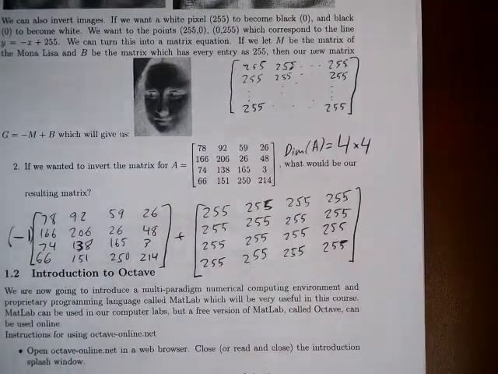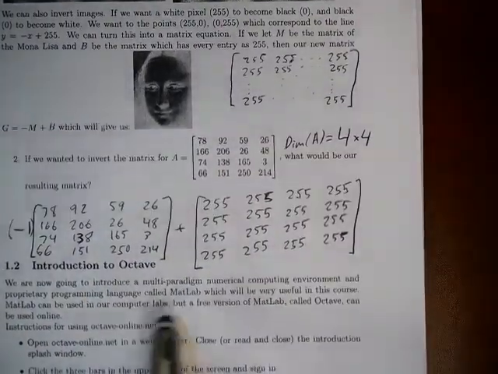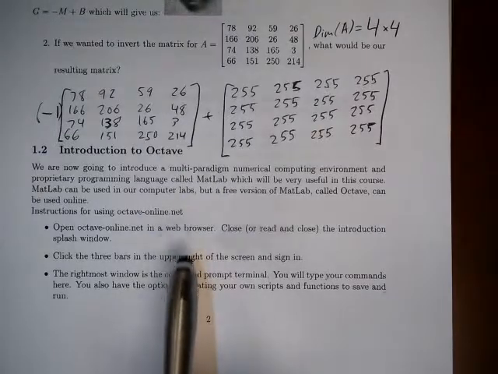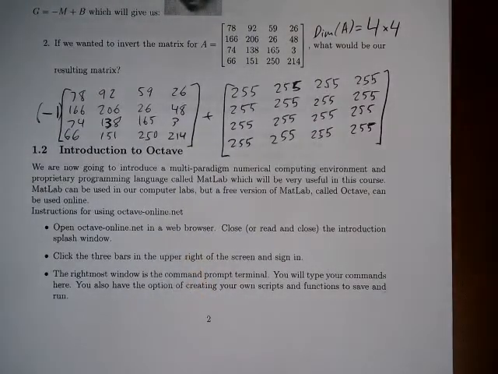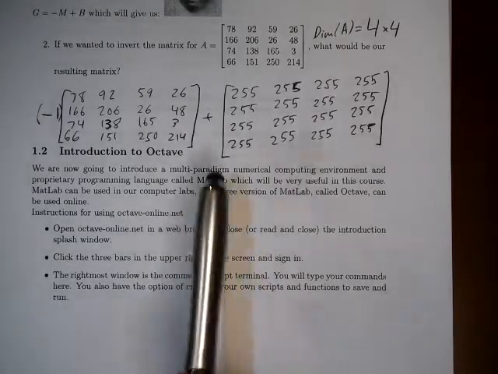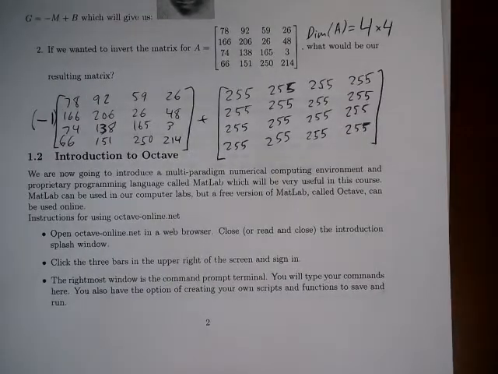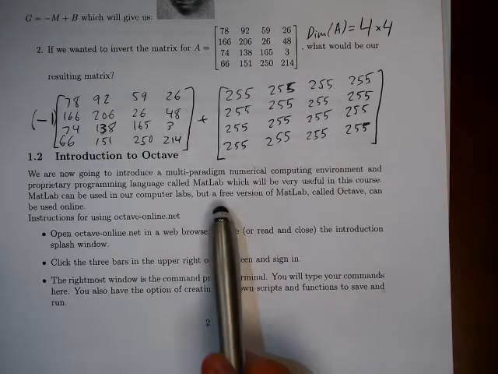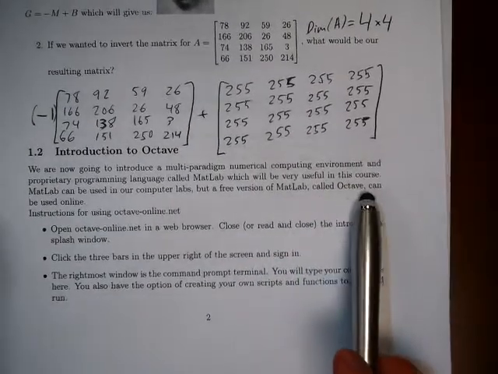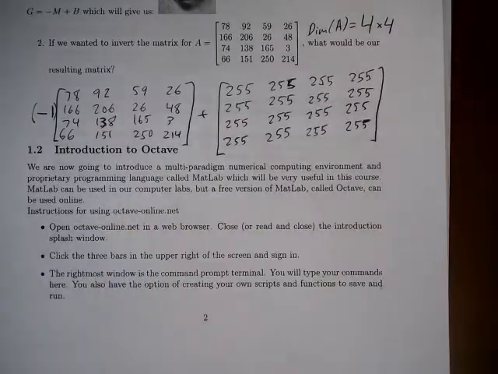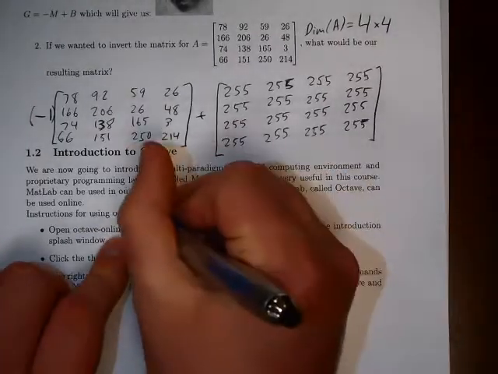The next thing you'd want to do in the lab is look at something called Octave. For matrices, there is something very useful called MATLAB. But MATLAB is a proprietary programming language. What that means to us is it's very expensive, but it would be very useful to us. So what we're going to use is the free version of MATLAB called Octave. There's an online version at octaveonline.net.